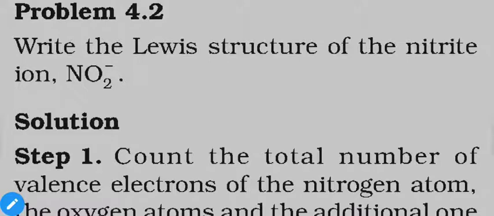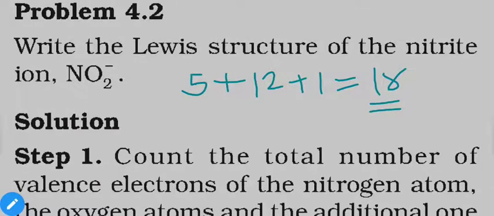Next example is: write the Lewis structure of the nitrite ion NO2 minus. So as usual, first you have to count the total number of valence electrons. In the case of nitrogen, we have 5 valence electrons, so from the nitrogen side you will get 5. Oxygen has 6 valence electrons, and we have a total of 2 oxygens, so that means 12 from the oxygen side, and overall NO2 carries a -1 charge. That means we have to add one more electron because of the -1 charge. So the total number of valence electrons will be 18.